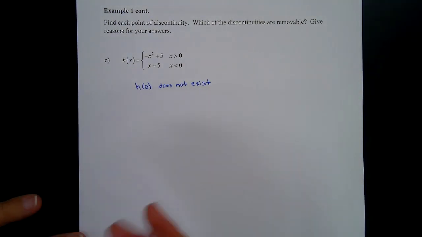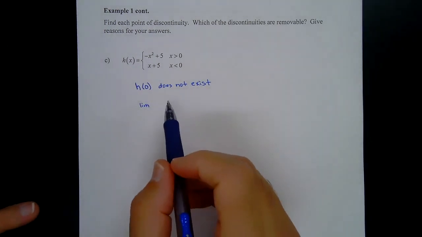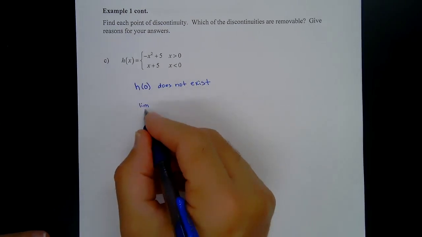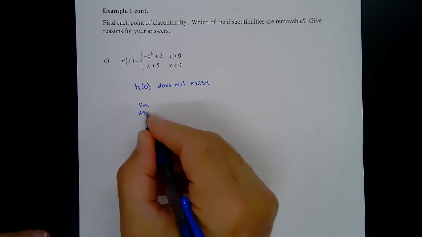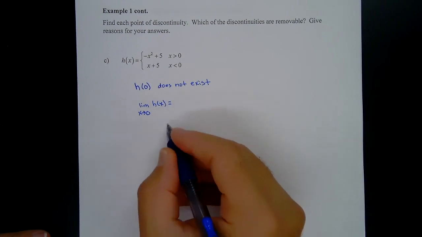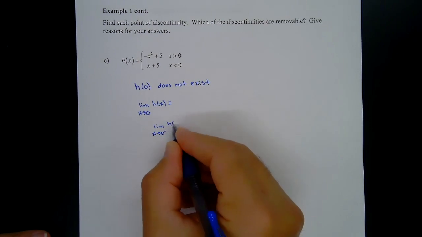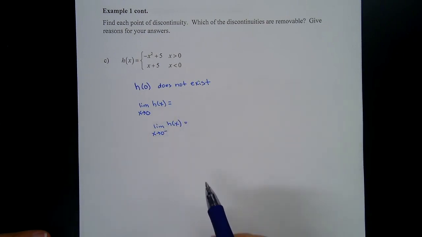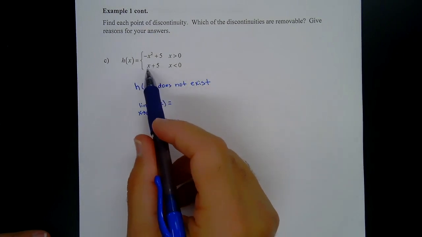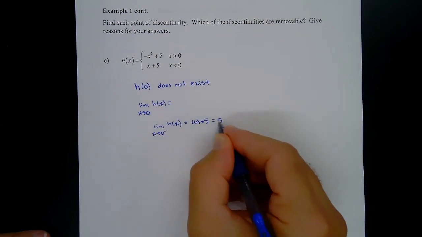We still need to go through the rest of the process. We know there's a discontinuity now, we just don't know what type, so we need to go further. So the limit as x approaches 0 of h of x, we've got to figure out what that equals. To do that, I need to do the limit as x approaches 0 from the left of h of x. To come from the left, that'd be less than 0, so that'd be this one. We can put 0 in here, 0 plus 5, so that would equal 5.